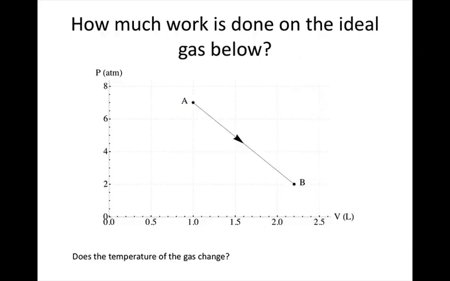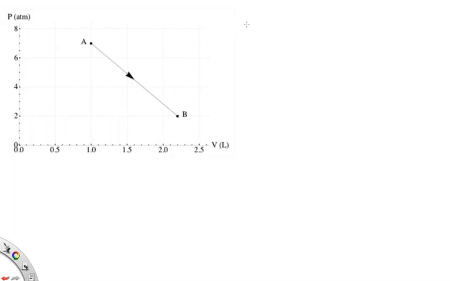So an example: how much work is done on the ideal gas below? We're going from state A to state B. The question asks us to calculate the work done as we go from A to B. In this case the volume's going from 1 litre to 2.2 litres, and so this is an expansion. As it's expanding, it's the gas which is doing the work, and so the work done on the gas is going to be negative.